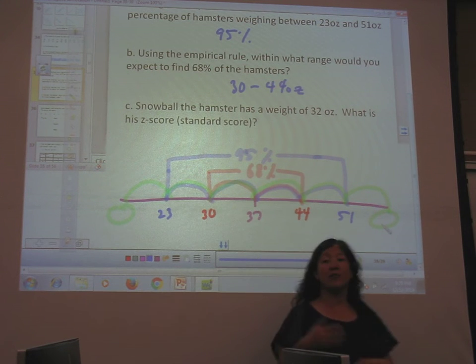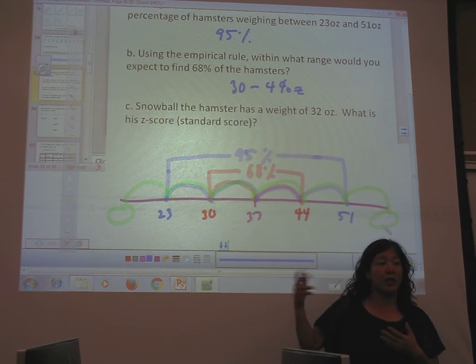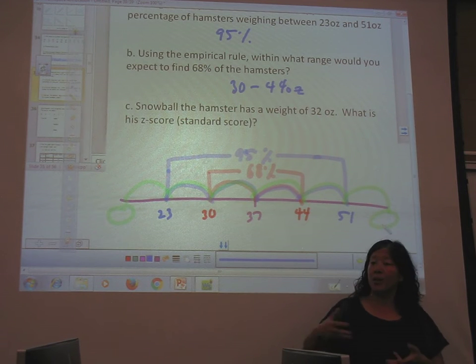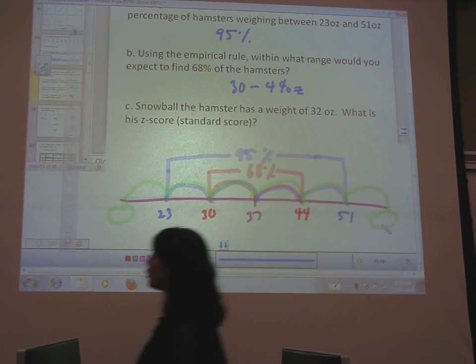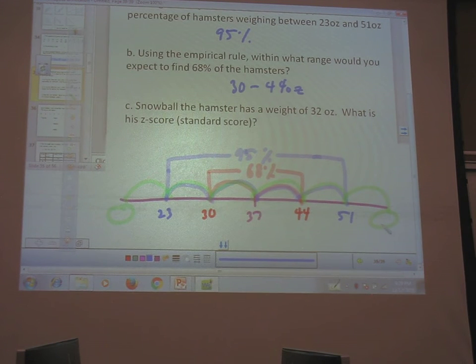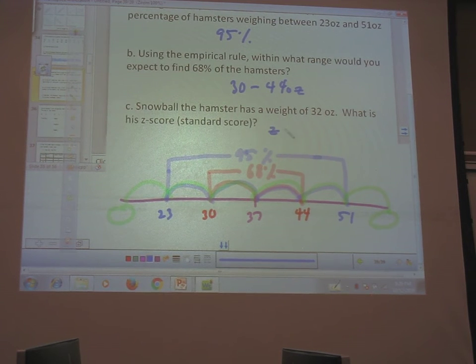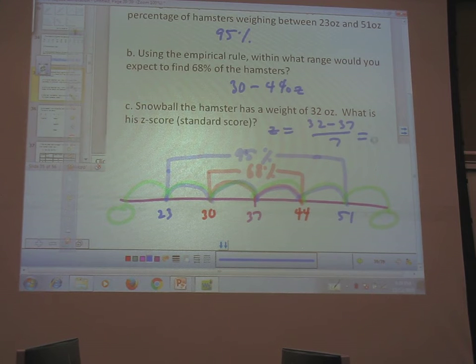He's 32. How far is he from the mean? So you subtract that, and then how many standard deviations is that? You divide by the standard deviation to find that in standard deviations. Is he above the mean or below the mean? Below. Oh, look, he's a tiny little hamster. So he's below the mean. His z-score better be negative. It's negative. 32 minus the mean divided by 7: negative 0.714. Good.